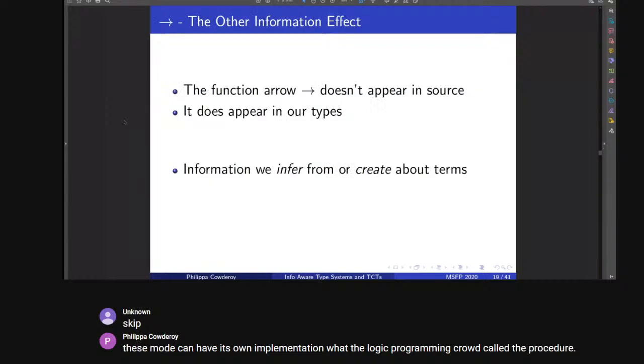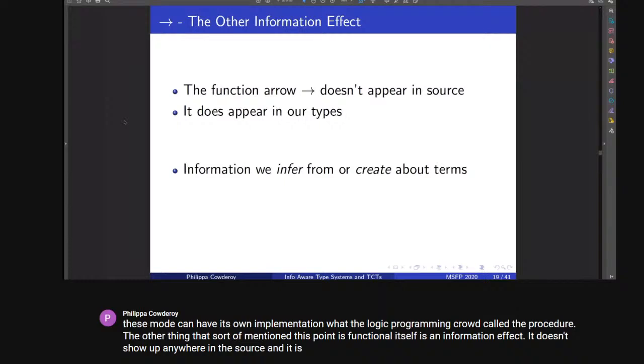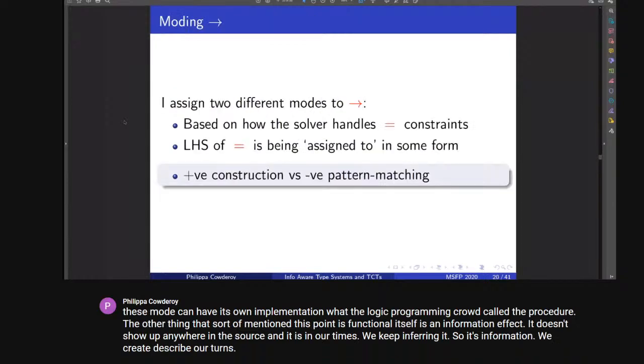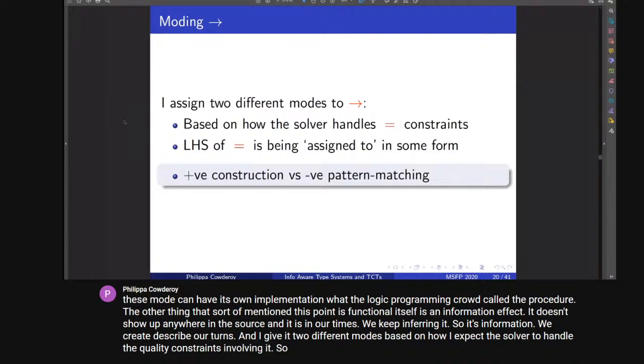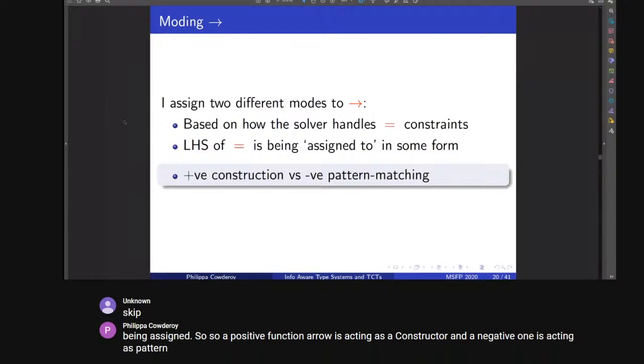The other thing that's worth mentioning at this point is that the function arrow itself is an information effect. It doesn't show up anywhere in the source, and it is in our types. We keep inferring it, so it's information we create to describe our terms. And I give it two different modes based on how I expect the solver to handle equality constraints involving it, so that the left-hand side is still being assigned to. So a positive function arrow is acting as a constructor, and a negative one is acting as pattern matching. As it happens, introduction versus elimination.